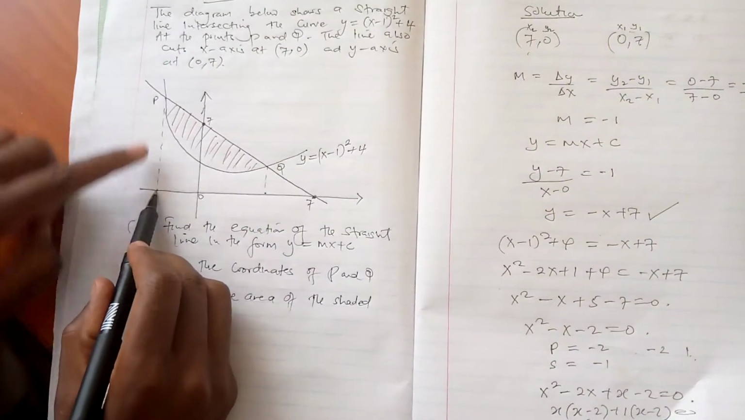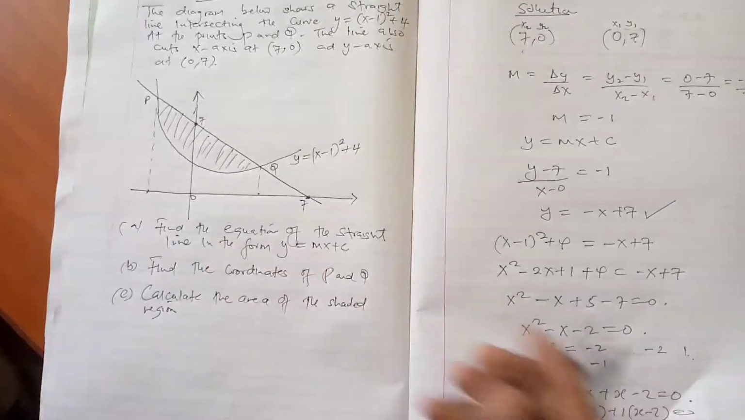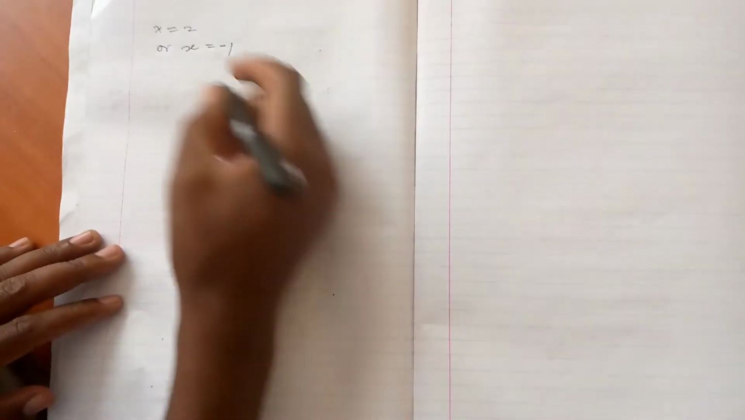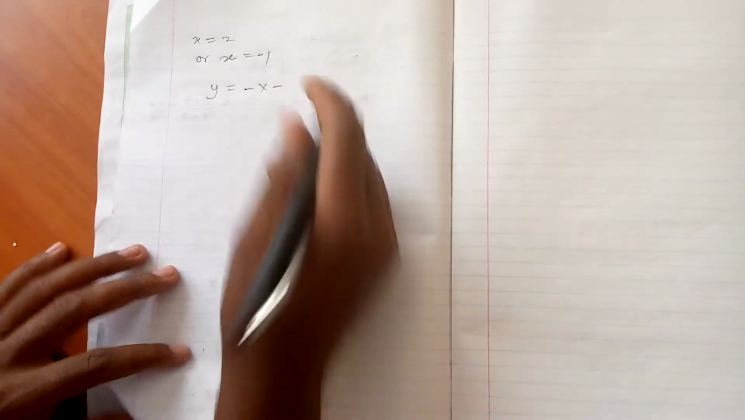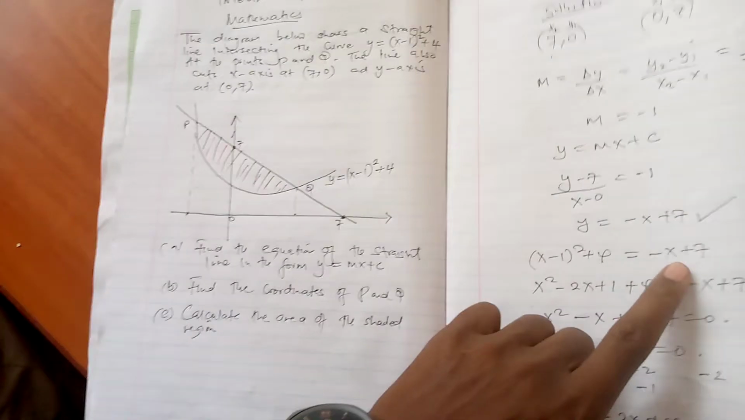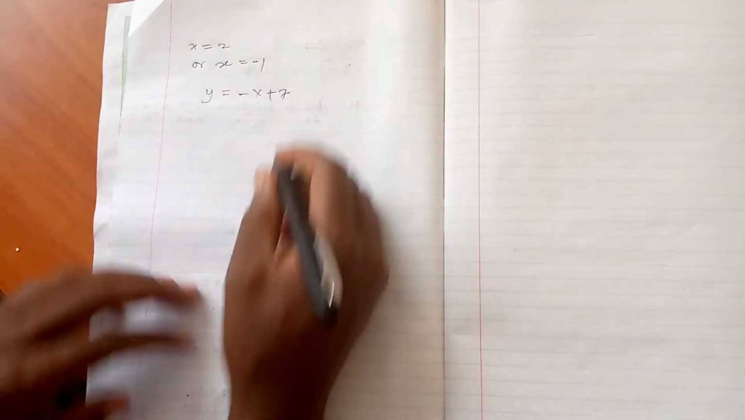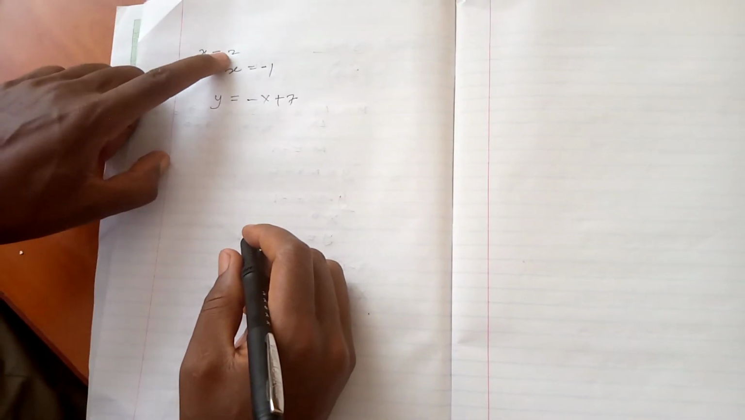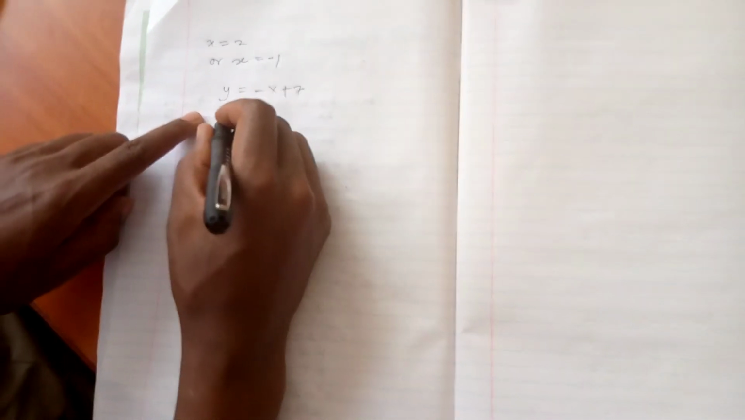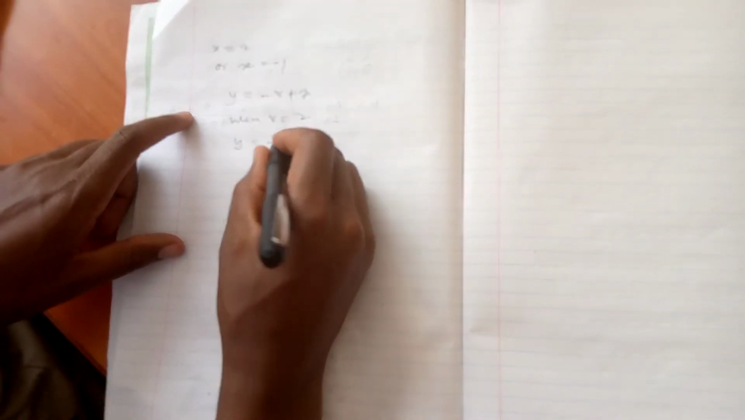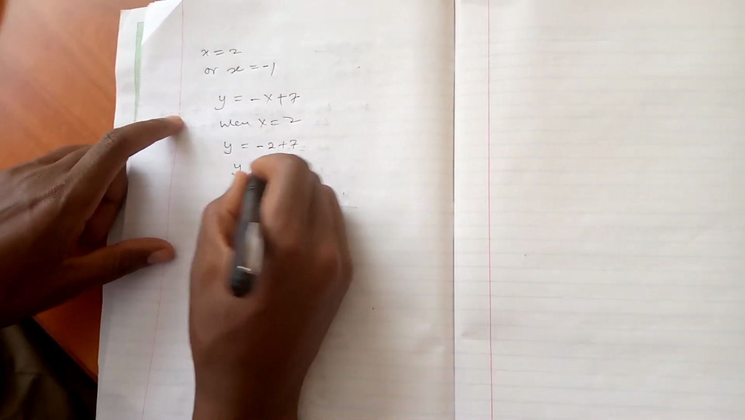So what is the corresponding y value? Because what we want to have is the coordinates of points P and Q. So we are going to just pick the straight line. We know y was equal to minus x plus 7. That was our equation of a straight line. And now we ask ourselves, when x is 2, what is our y value? So when x is 2, our y becomes minus 2 plus 7, and that becomes 5.